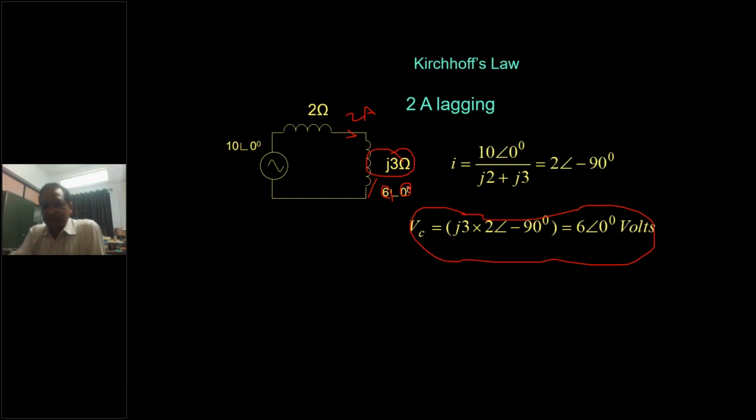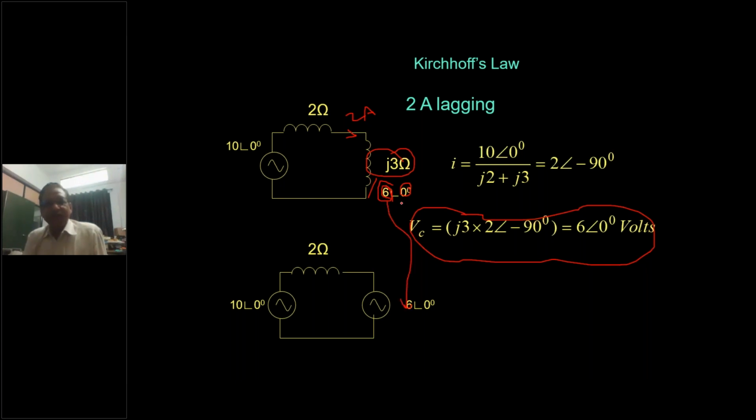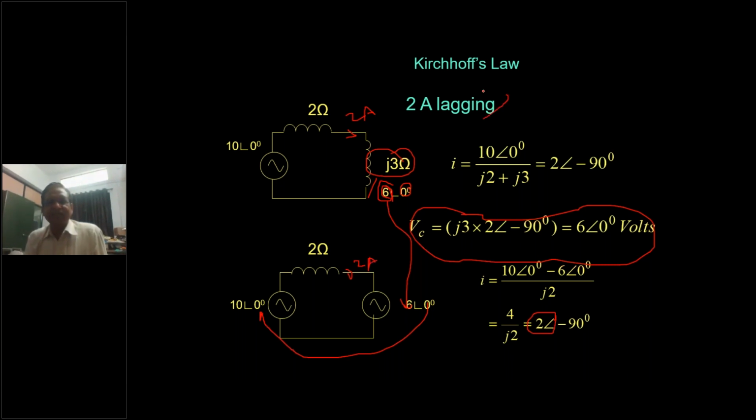Now we are going to make a similar arrangement. What is in that arrangement? This voltage I am going to consider as 6 volt here, and this is in phase with the supply voltage. Now what is the current here? If you calculate the current, it is again 2 ampere. This current is 2 ampere, and this is a lagging current. So in this case the current is lagging.